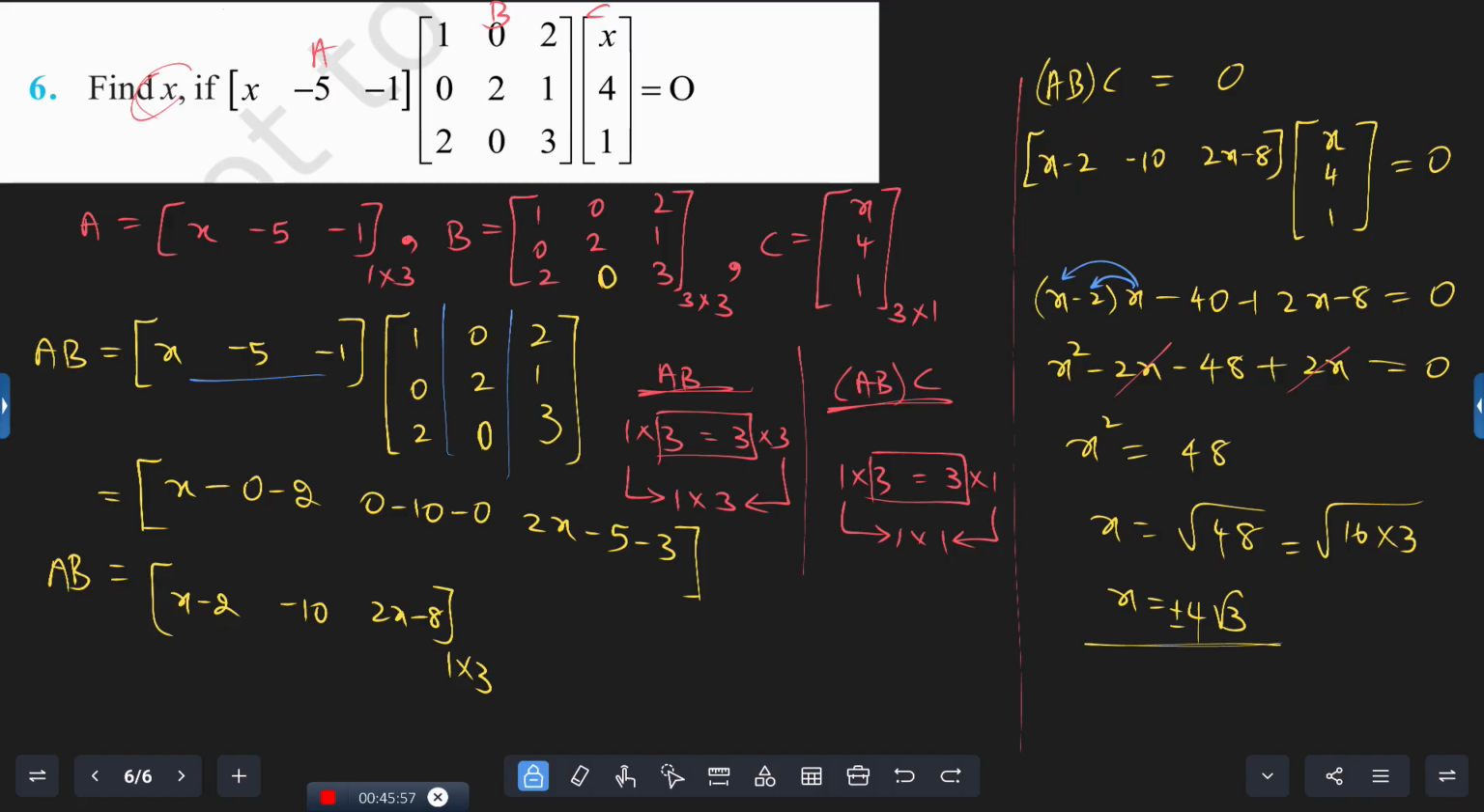You must be very clear in the matrix product. Whatever the row and column is given, matrix product, if you learnt, the third chapter is very simple. Matrix product you have to learn, children. Right.